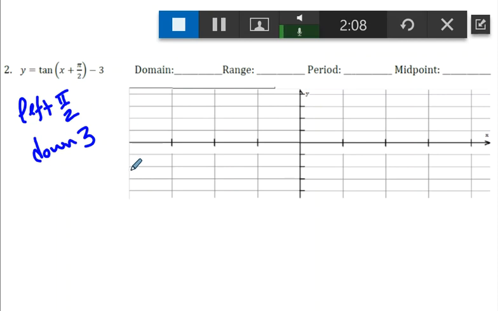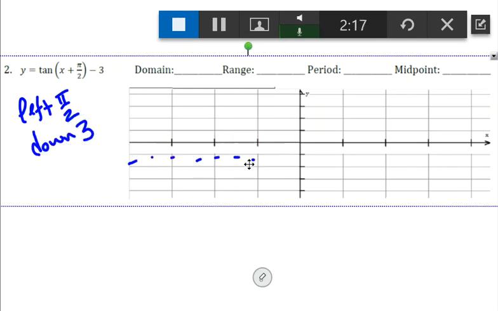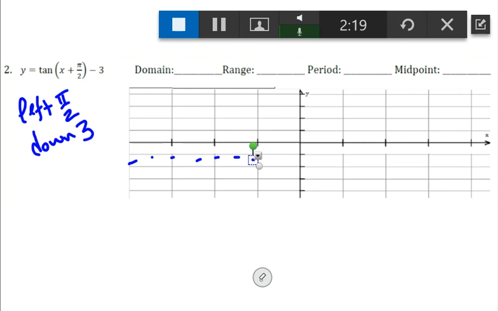Some people like to make a midline. It doesn't work exactly the same as the midline for sine and cosine. But you can still do a midline if you want. Just make sure you put it at the right number. So this would be at minus 3.